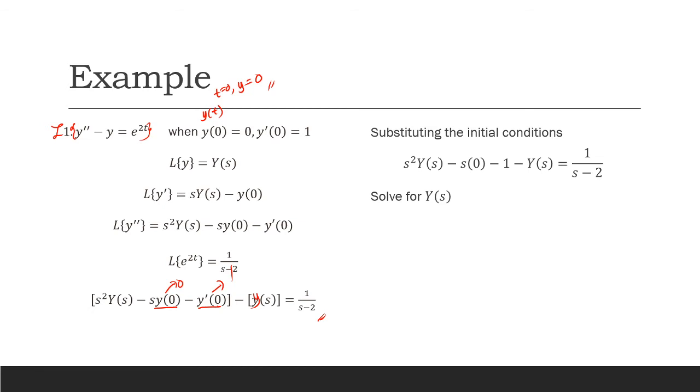So, to solve for y of s, kailangan nating i-factor out yung lahat ng y of s. So, ito 0 na to. Ito, lipat natin to sa kabila. And then, factor out natin yung y of s dito. So, we'll have s squared y of s minus 1 minus y of s is equal to 1 over s minus 2. Factor out y of s, we'll have y of s times s squared minus 1 is equal to 1 plus 1 over s minus 2.